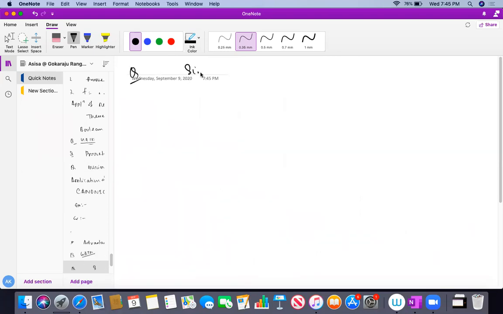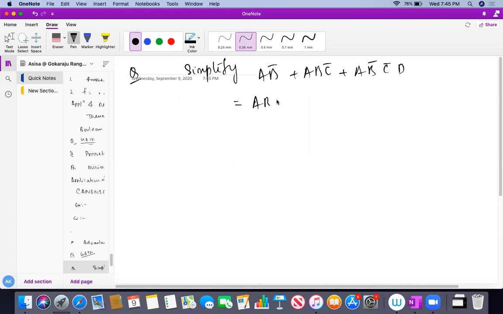Simplify A B bar, A B C bar. Whatever questions I am doing today are all important and all actually came in the exams. So you have to simplify this. How to simplify it? A B bar is present here, so I am going to apply the distributive law. I am just rearranging the equation, nothing else: A B bar, C bar, D.